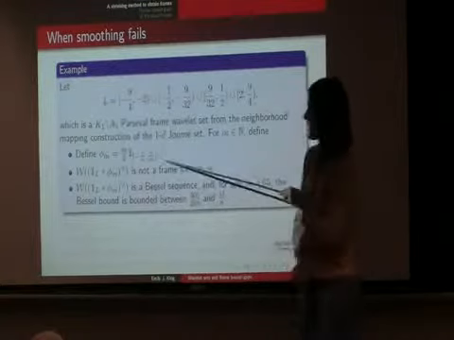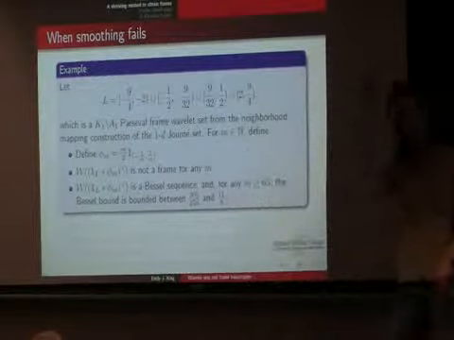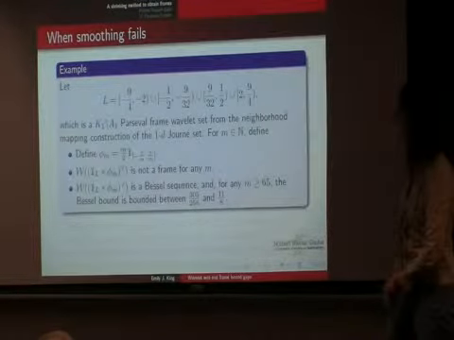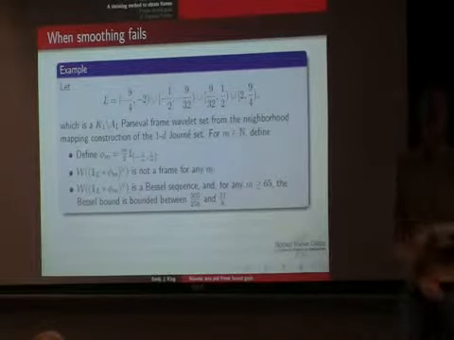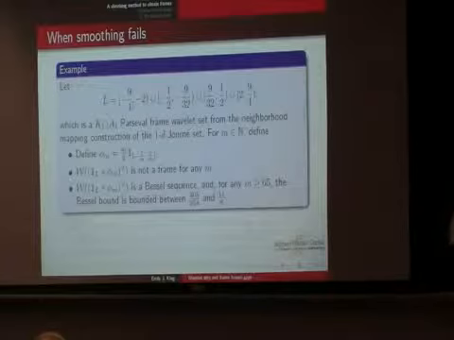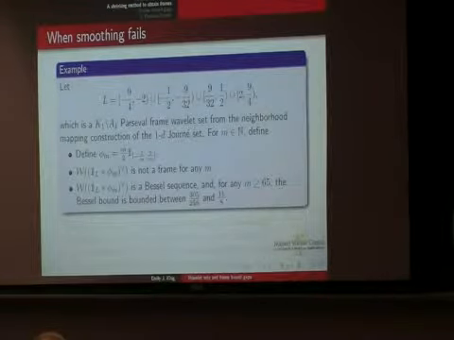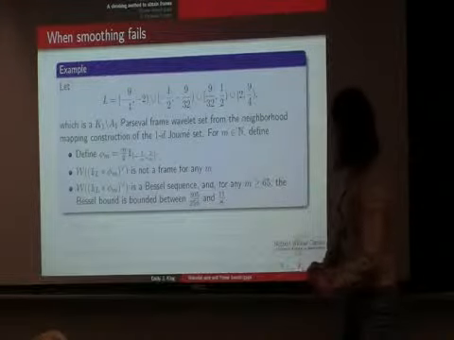We're going to start with the same function we had before, that box function that is getting narrower and taller as we increase our m's. And we have this very surprising result. We never get a frame for any m. Any m we choose, not a frame. We do get a Bessel sequence though.